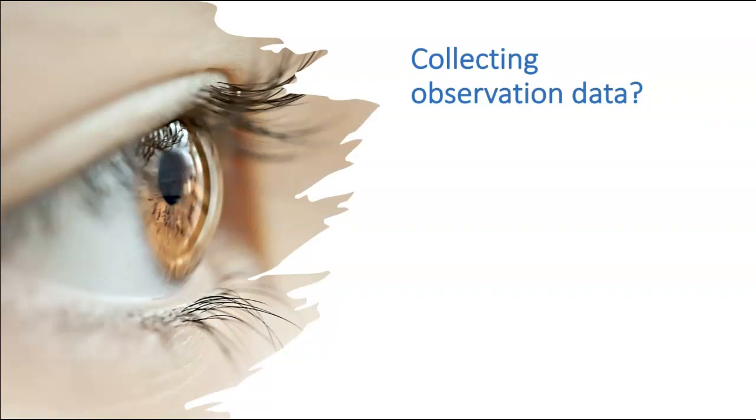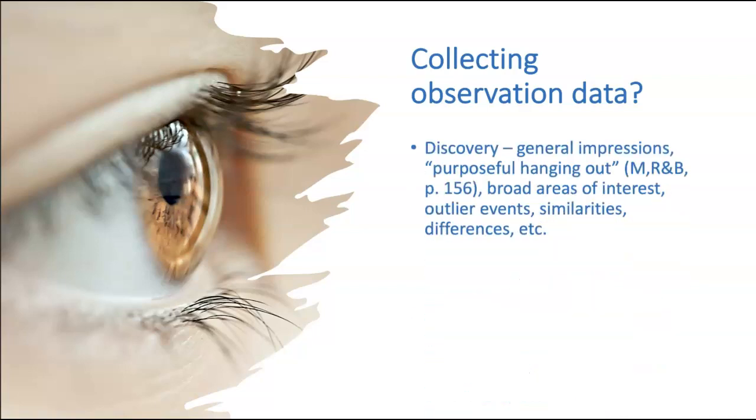Certainly making a decision about what data to gather and how when doing observational research is a challenge, but Marshall et al. see this as a necessary challenge and an important step in the process of observational research. They refer to the early stage of observational research as the discovery stage. We're looking for general impressions. We're, to use their expression, hanging out, but purposefully in order to discover broad areas of interest, maybe some outlier events, similarities or patterns of behavior as well as differences. So we may simply observe for a while until patterns start to emerge in our view.